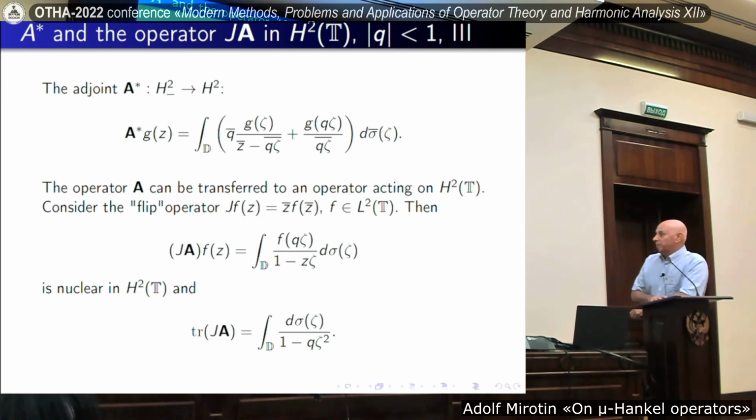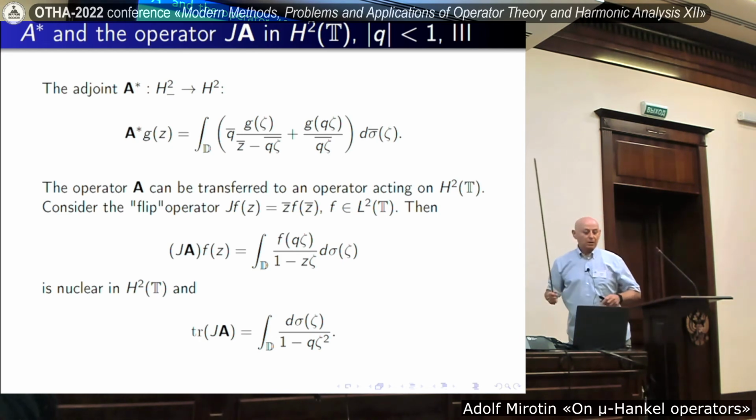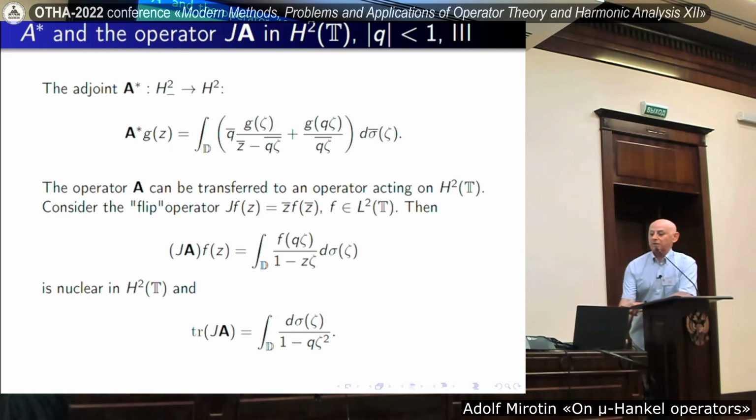This is a well-known approach to transfer the operator between H2 and H2 minus to an operator that acts from H2 to H2. We consider the so-called flip operator J. This operator J is a unitary operator between H2 and H2 minus. And then our operator A turns to the operator JA of the following form. And this operator acts from H2 to H2, as was mentioned above.